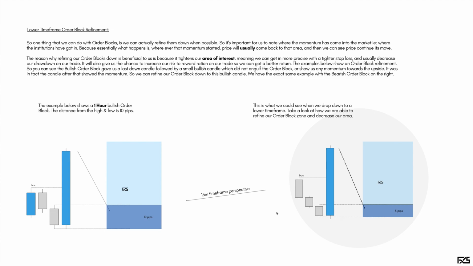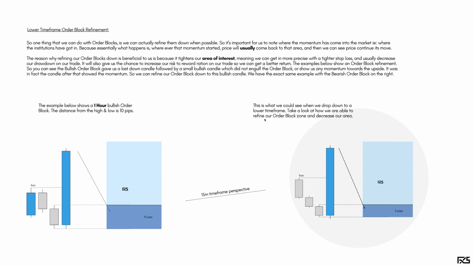Now the examples below show an order block refinement, so let's have a look. Let's start on the left here. This is showing a 1 hour bullish order block. So we had this bit of structure. This is the last down candle before the up move that broke structure, as we've learnt already. So this would be our order block. We take the high and the low. For this example, we're going to say that this is a circumference of 10 pips. So to the high and to the low, we're looking at 10 pips.